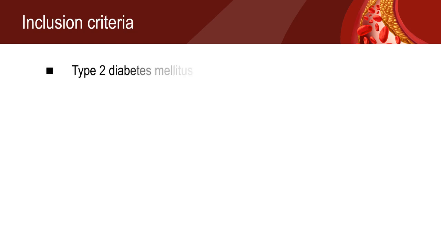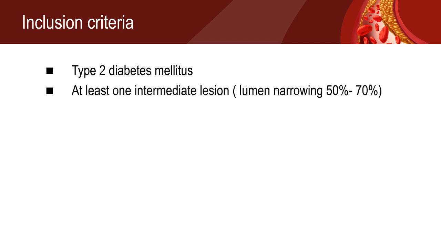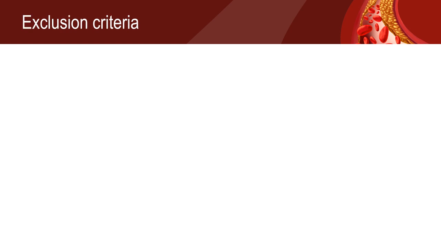Type 2 diabetes mellitus patients with at least one intermediate lesion in a non-percutaneous coronary intervention major epicardial coronary artery were included in the study. Patients who had a lesion with lumen narrowing of more than 70% were excluded from the study.